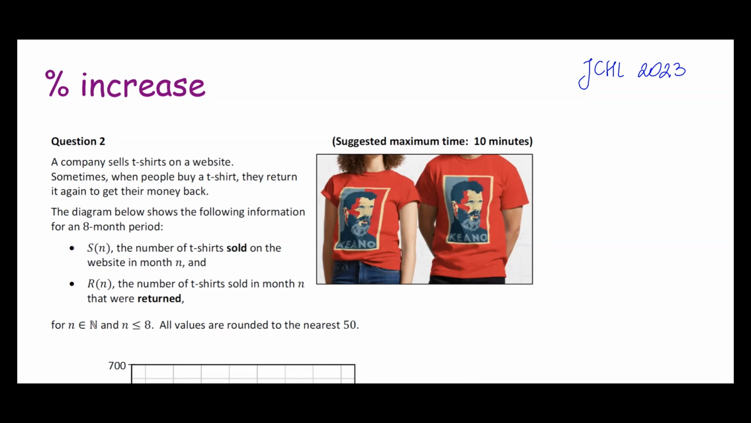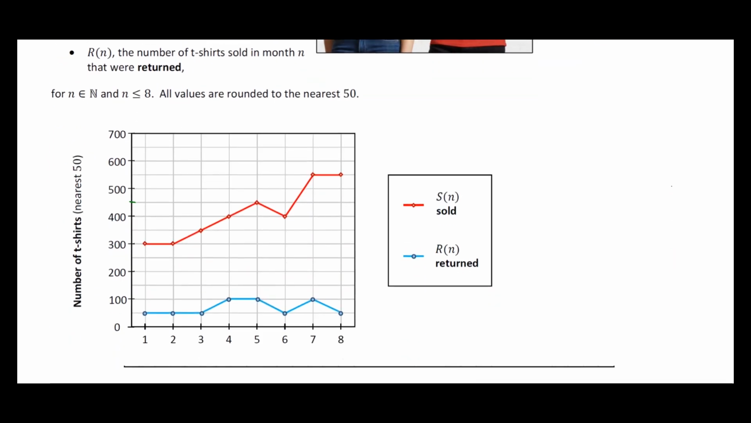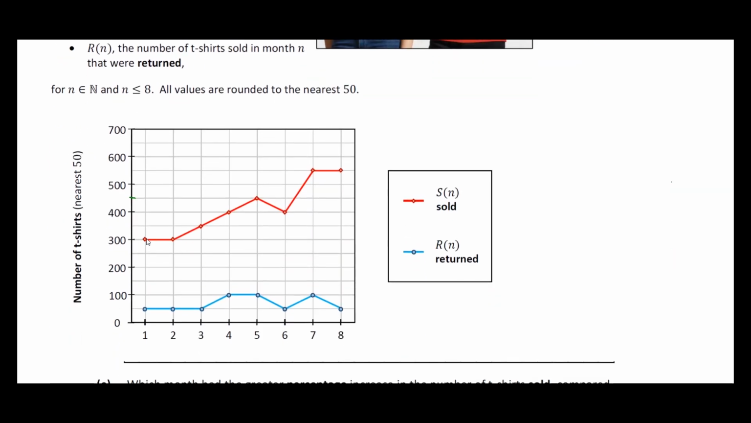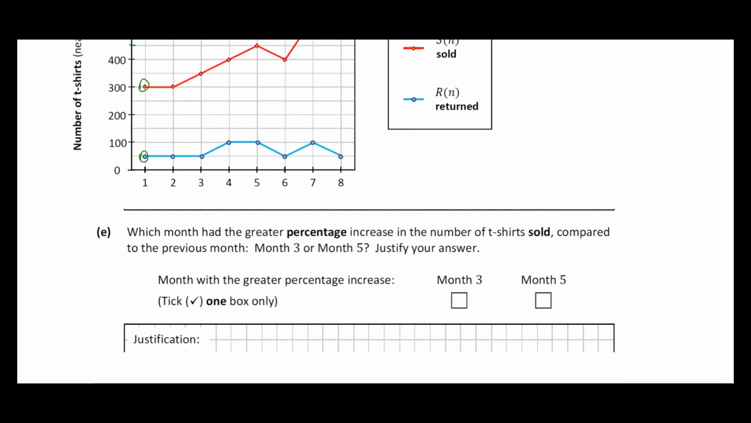This question is about a company that is selling a t-shirt on the website. And people buy t-shirts in a particular amount. They buy some, but some of them are returned. And therefore, we have a graph that is showing us the t-shirts that were sold and the t-shirts that were returned. For example, in month 1, we can see that we sold 300 t-shirts, but 50 of them were returned. Okay, so let's see what we have to do.